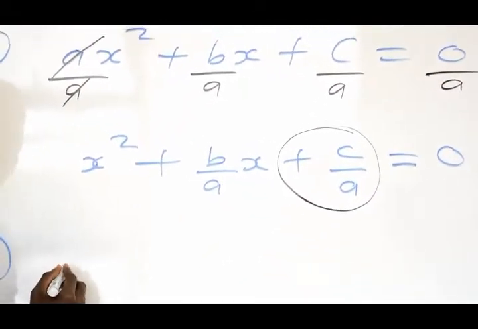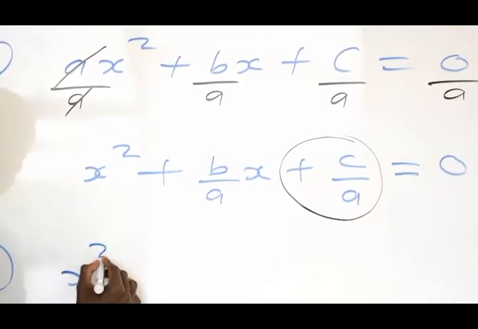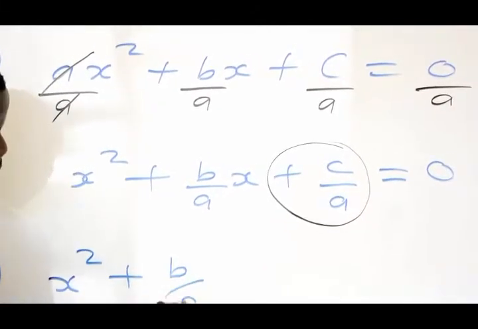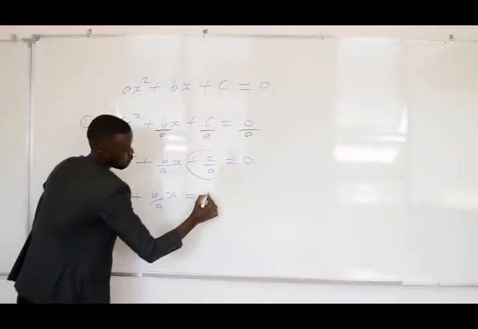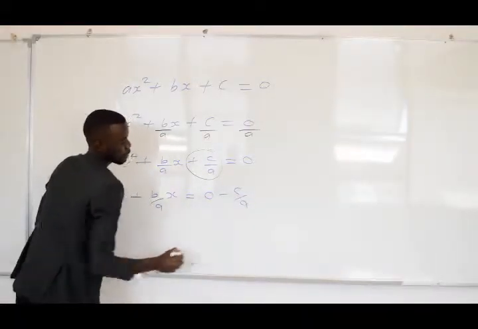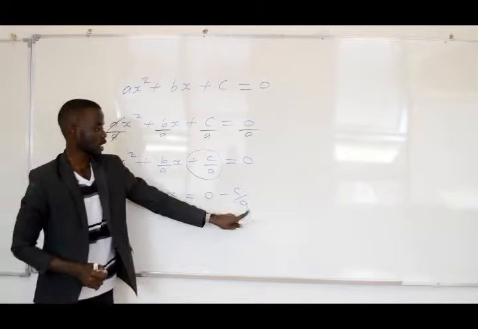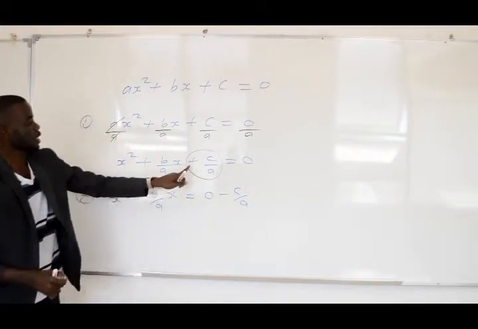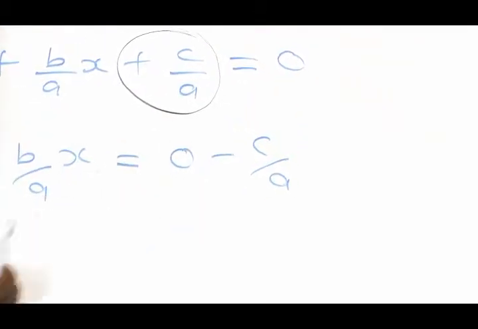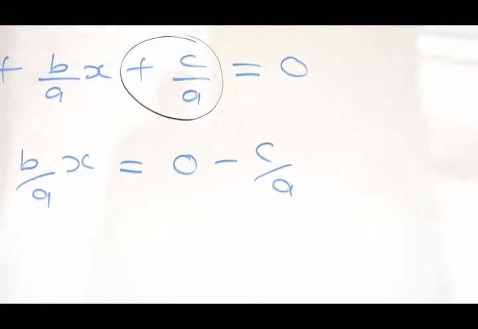So if we correct the right terms, we find that we have this equation: x squared plus b over a x is equal to 0 minus c over a. Now we are having a negative sign because it was a positive sign and it has gone to the other side. Okay, as simple as that.